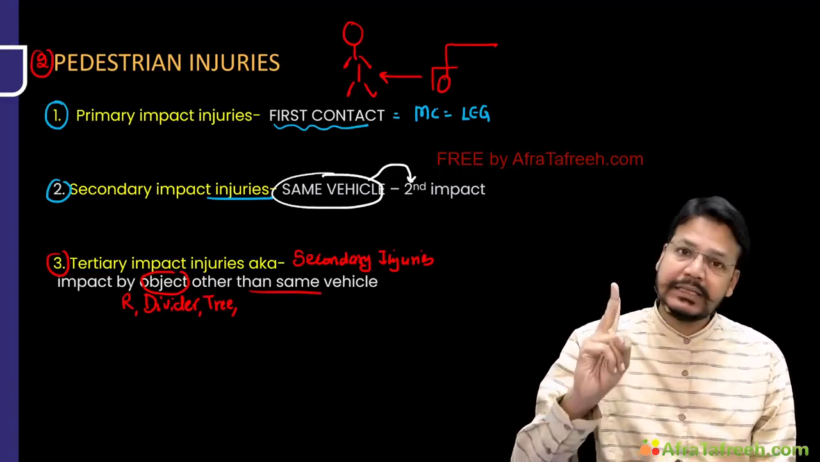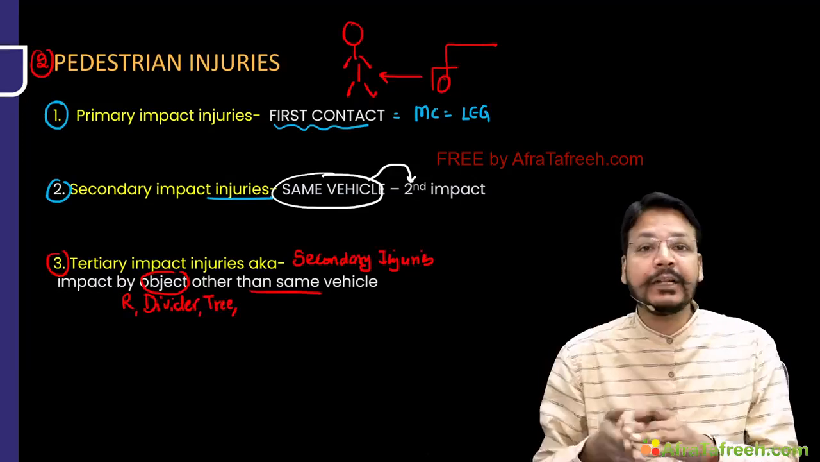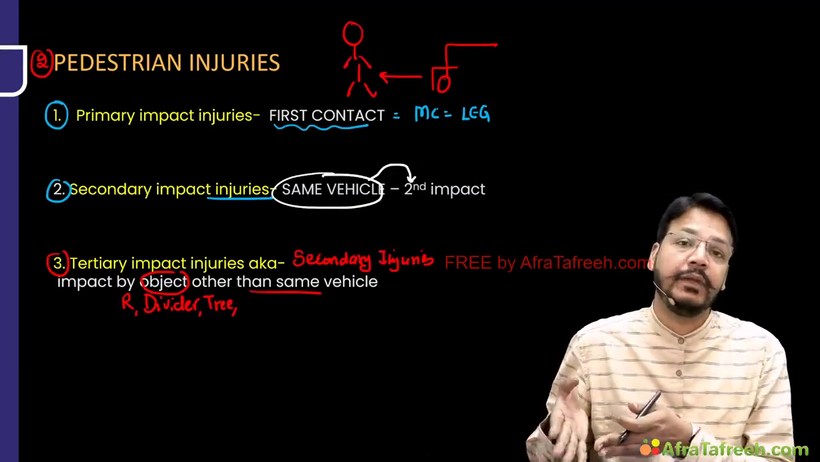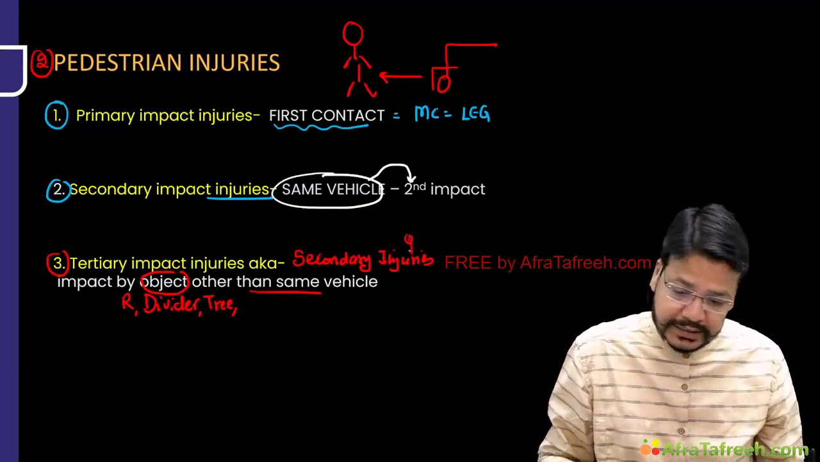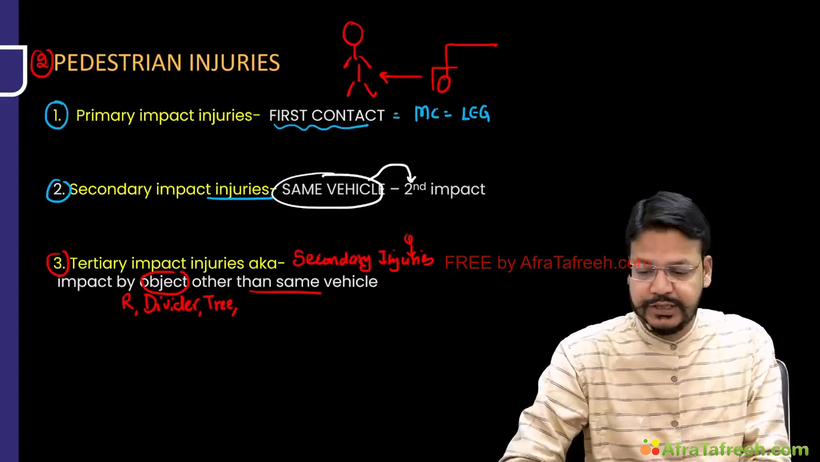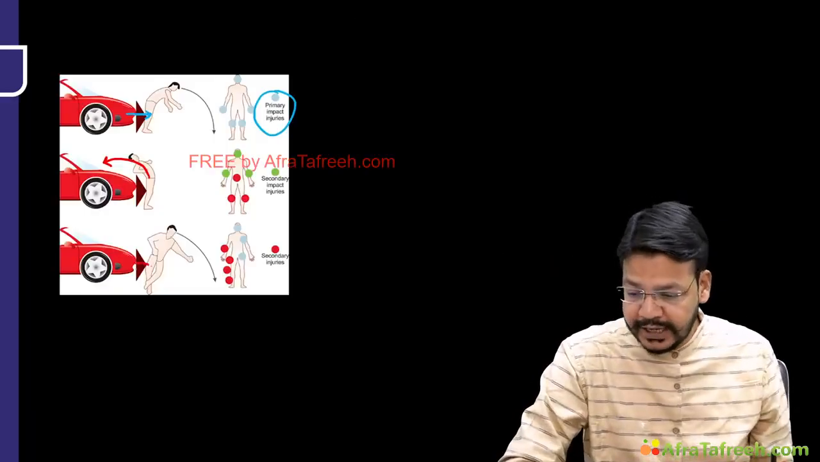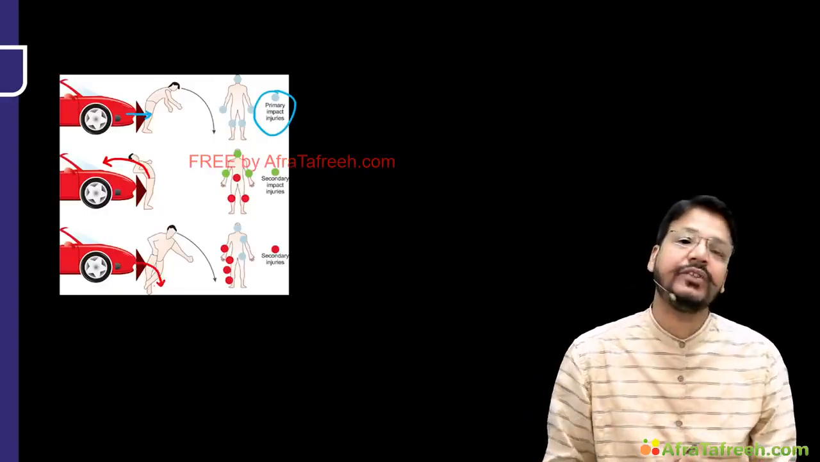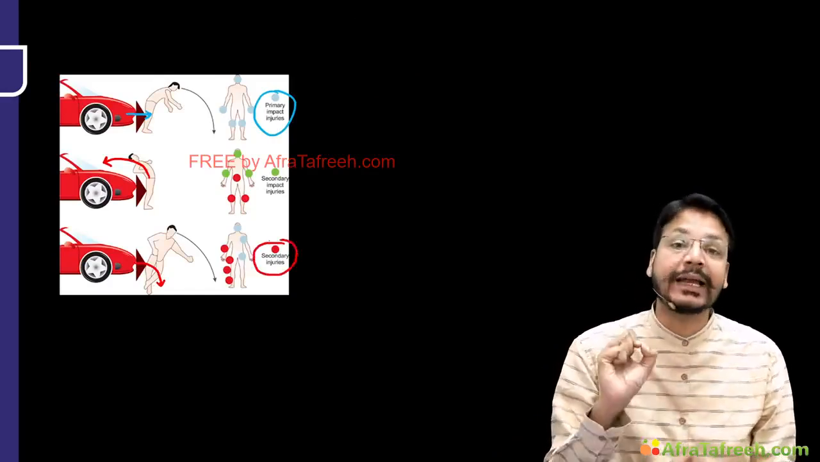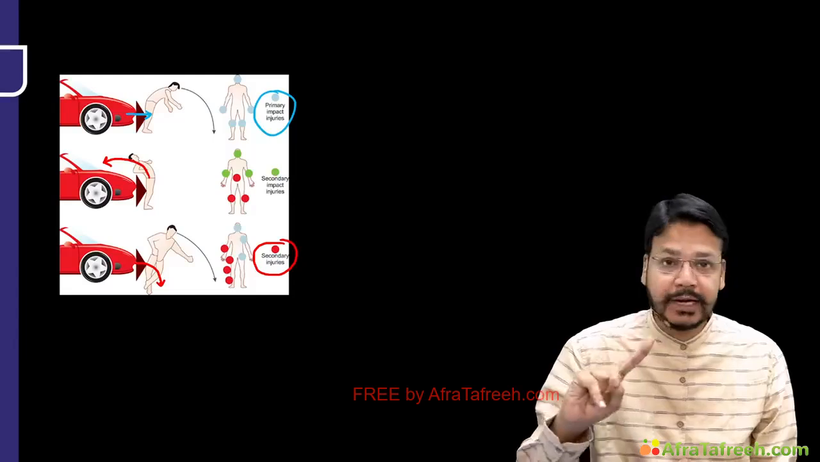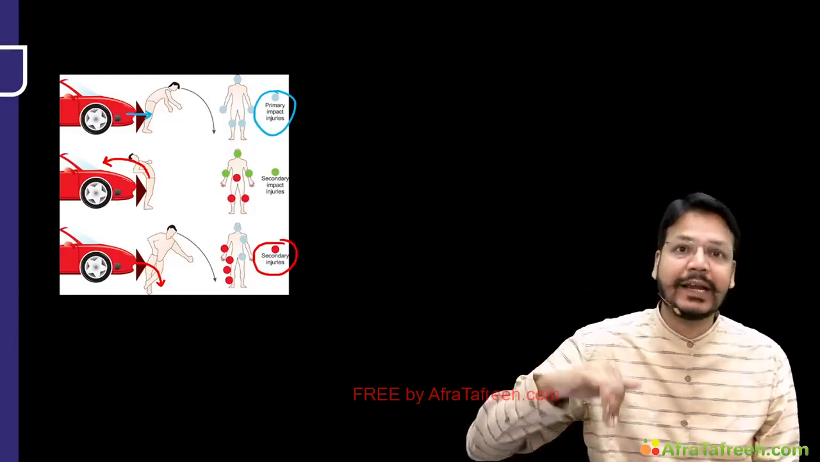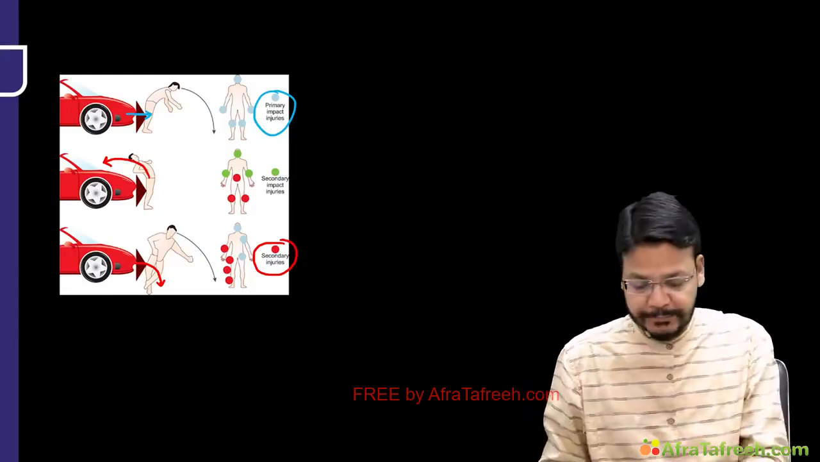First same vehicle, second same vehicle. Tertiary impact is by some other object other than the same vehicle, and tertiary impact is also known as secondary injuries. So if you are thrown and hitting the road, this is known as tertiary impact injury. As I told you, tertiary impact injuries are also known as secondary injury, not secondary impact. Don't make a mistake in secondary impact. Primary impact, secondary impact, and secondary injury. Secondary injuries are tertiary impact.